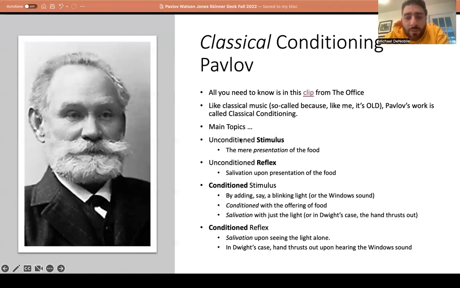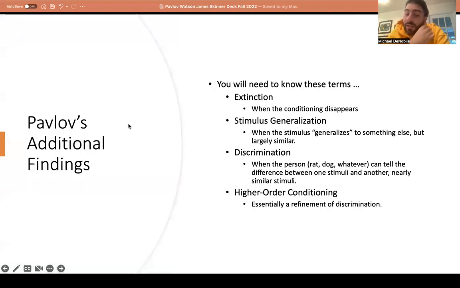So don't worry so much about the US, the UR, the CS, the CR. Get the big concept. What is classical conditioning and what is the big concept? Overall, what Pavlov showed is that you can train behavior. You can modify behavior by training it. In addition, you'll need to know these terms: extinction, stimulus generalization, discrimination, and higher order conditioning.